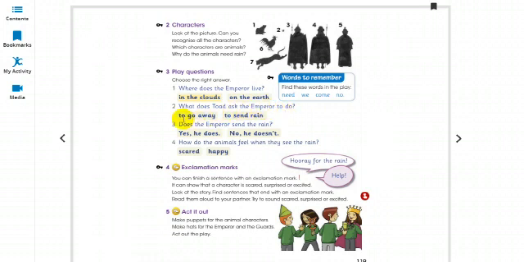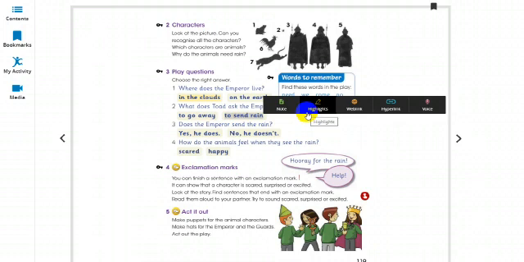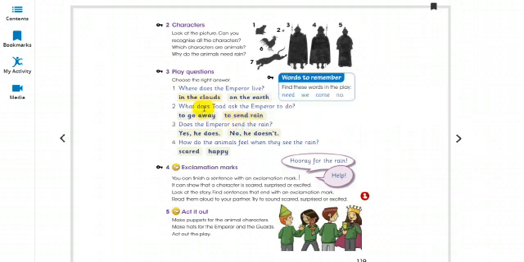What does the toad ask the emperor to do? Does the toad ask the emperor to go away? No. The toad asked the emperor to send rain. Does the emperor send the rain? No, he doesn't. No, it is the wrong answer. Yes, the emperor sent the rain on the earth. The emperor does send it.